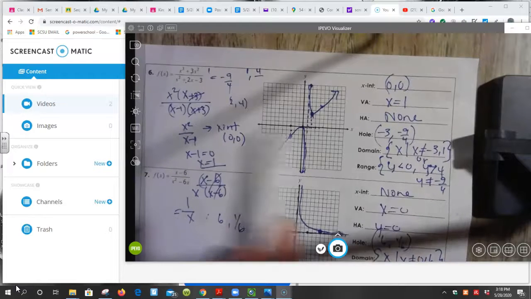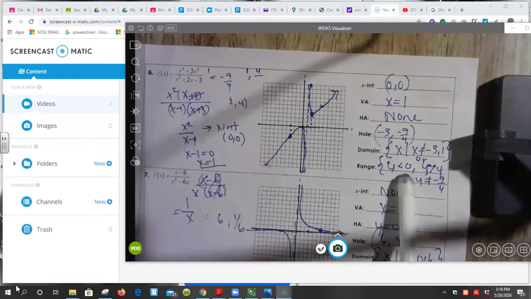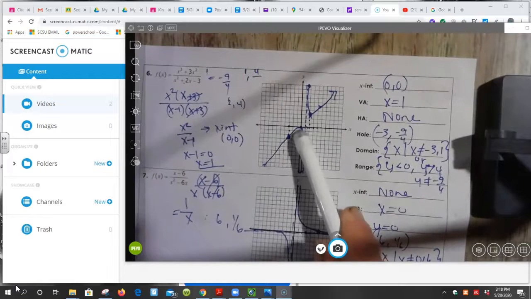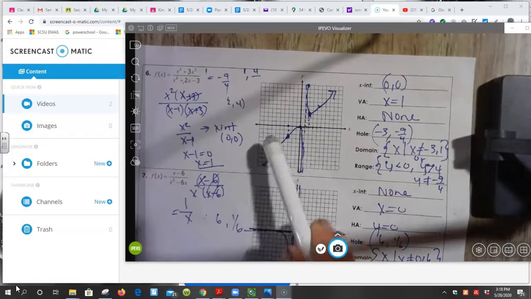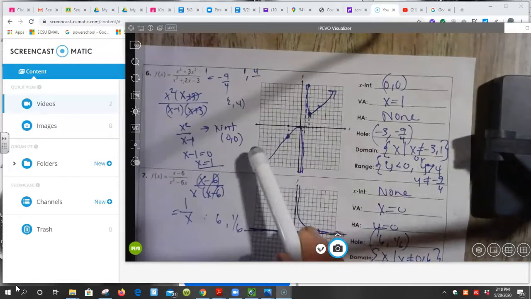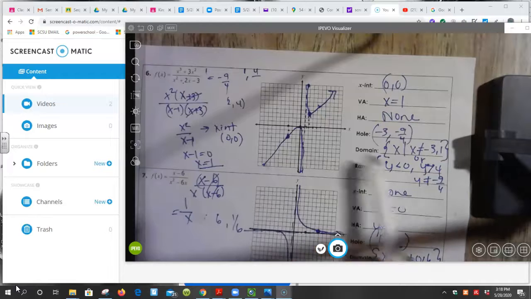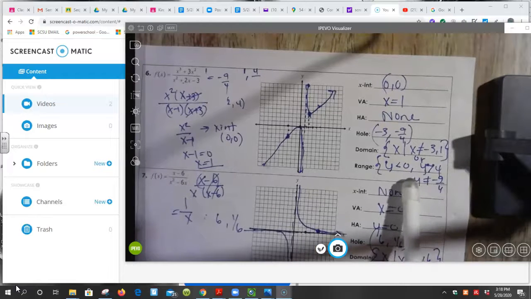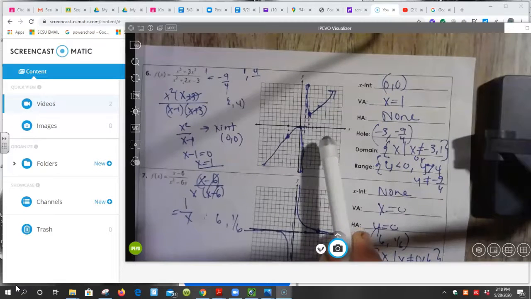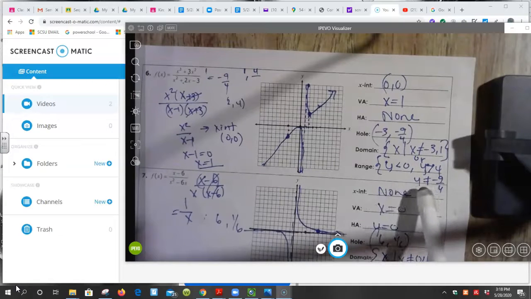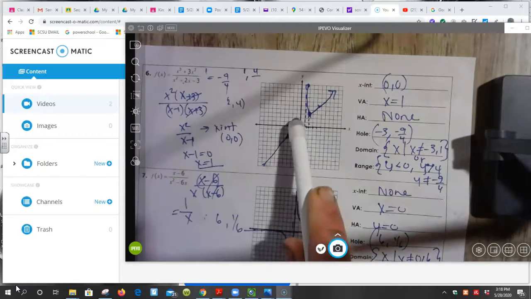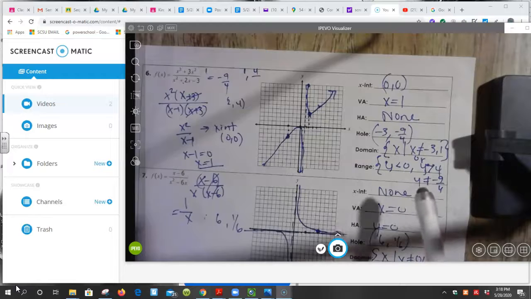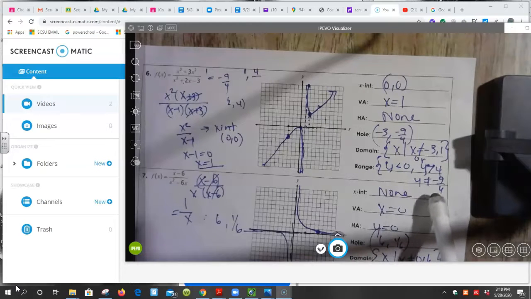X could be anything but negative 3 and 1. Y could be anything less than 0 here, and greater than, let's see, y cannot be equal to negative 9/4, and y has to be less than 0, greater than 1, 2, 3, 4. I think that's a 4 right there, and y cannot equal negative 9/4.